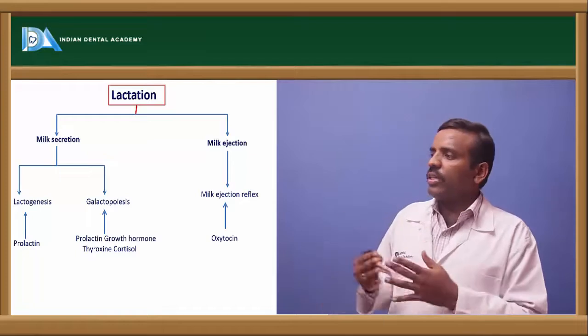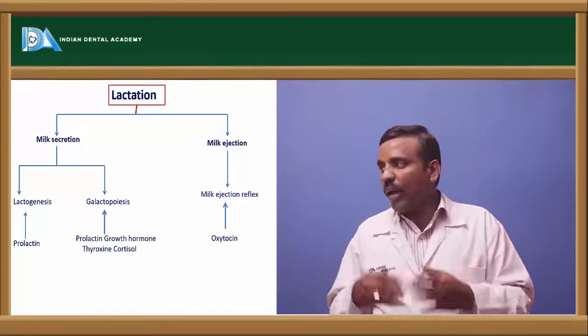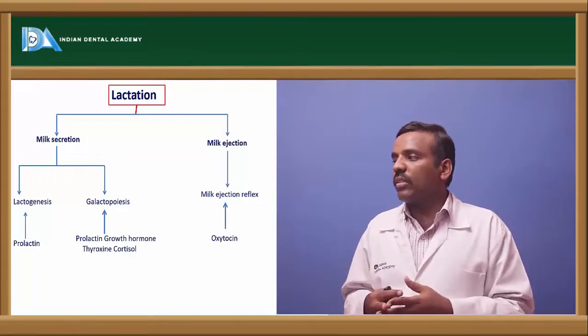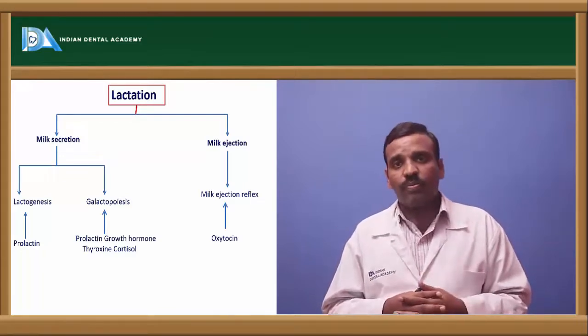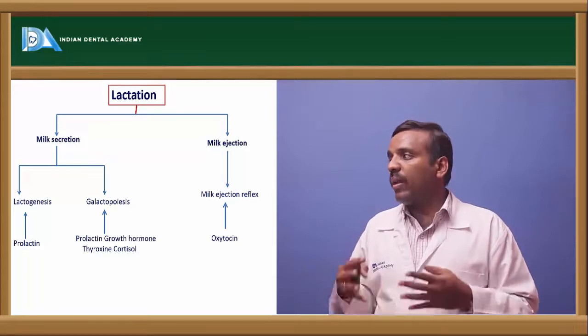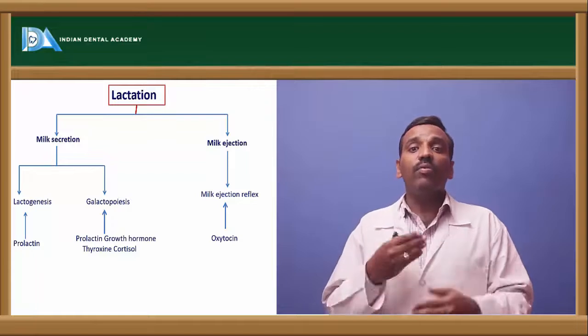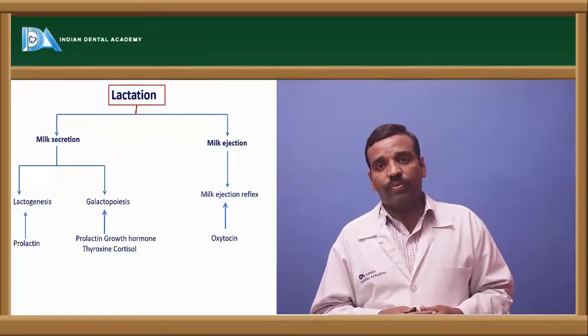Lactogenesis and galactopoiesis. Lactogenesis is controlled by prolactin, and galactopoiesis by prolactin, growth hormone, thyroxine and cortisol. Next, milk ejection occurs by the milk ejection reflex, which is influenced by oxytocin.